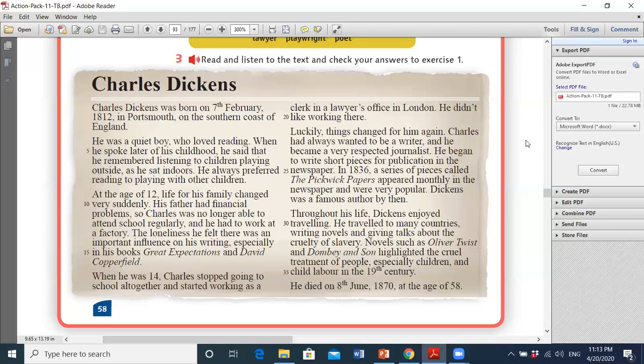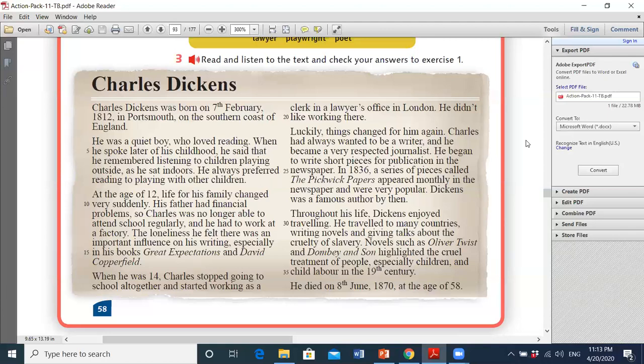The Pickwick Papers is actually now something we can buy as one whole novel, but it was actually published as a series of pieces. It wasn't published in one volume. It was published monthly or weekly. I'm sorry, here it says appeared monthly. So it's a monthly newspaper that published parts of the story every month.